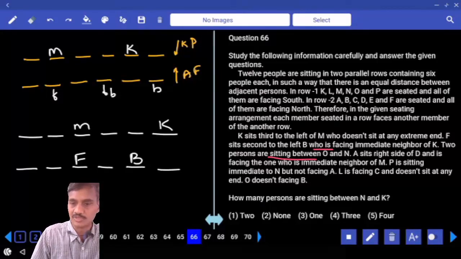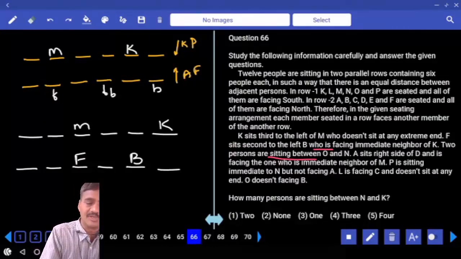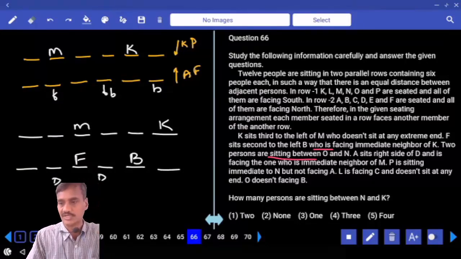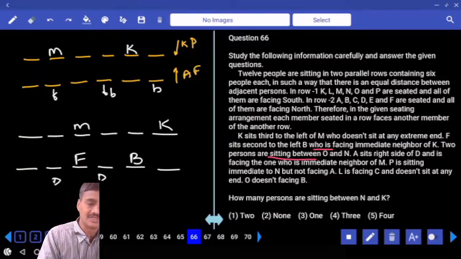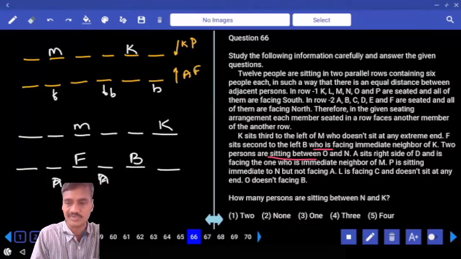And two persons between O and N, A sits to the right side of D. A is to the right of D and is facing one of the immediate neighbors of M. A is to the right of D. As A is to the right of D and is facing the immediate neighbor of M, that means D can be here or D can be here. And next one, A sits right side of D and A can be in these two places. And A sits right of D and is facing the one who is immediate neighbor of M.